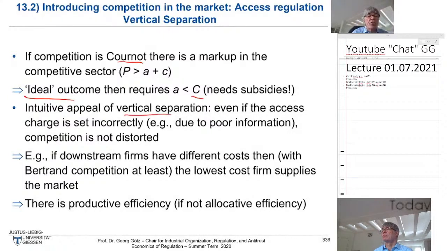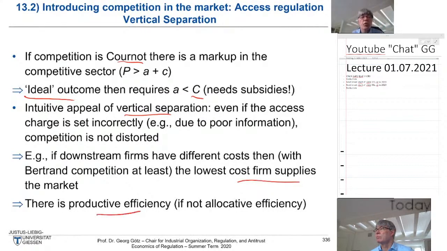Even if the access charge is set incorrectly, too high or too low, because you do not know exactly what capital C is, competition is not distorted. That means that if you have differently efficient firms, it will always be the lowest cost firm which supplies the market. So there is productive efficiency.